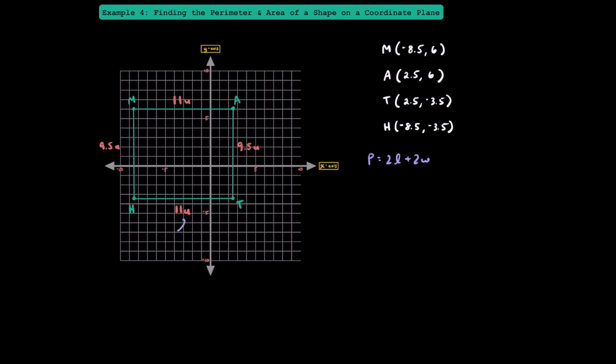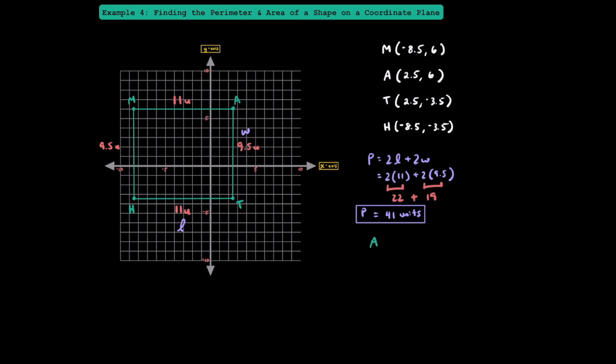While it's up to you, I'm going to label the length on the bottom here and the width to the side. If that's the case, we're going to say 2 times the length, which is 11, plus 2 times the width, which is 9.5. 2 times 11 is going to be 22, and 2 times 9.5 is going to be 19. Adding 22 and 19 together, we're going to get a perimeter here of 41 units.